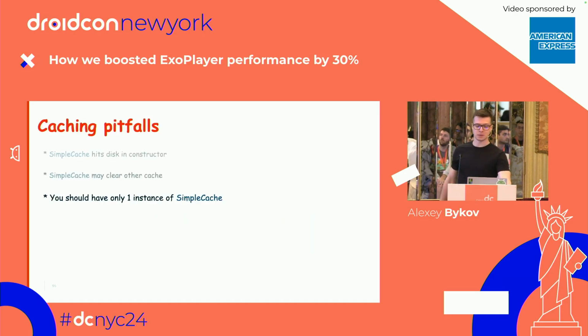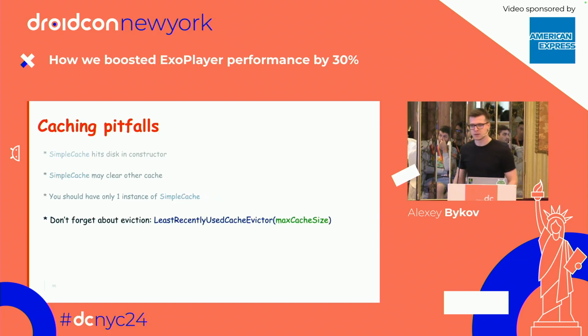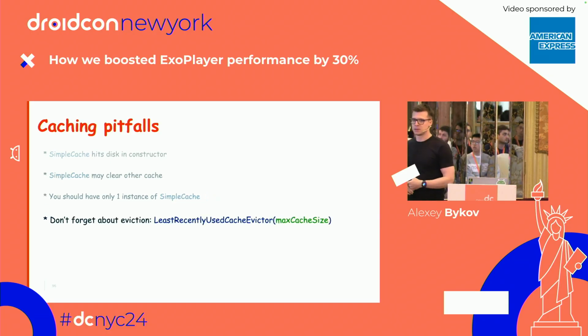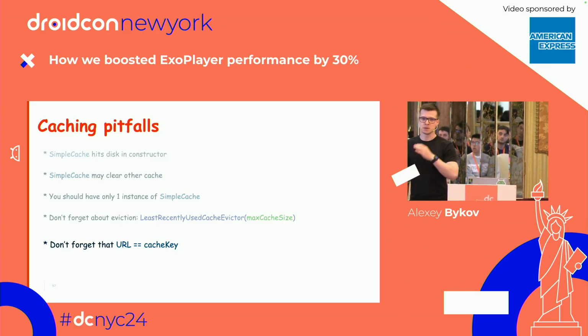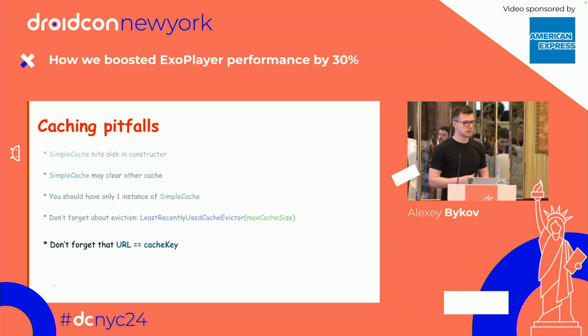You also should have only one instance of simple cache, otherwise you're going to crash. And don't forget to use eviction if needed, to evict videos that are no longer needed. And just in case you use some sort of security features to sign video URLs to protect them, you may end up with a situation where you have the same content but the URL is different, so you always need to take care of the cache key.